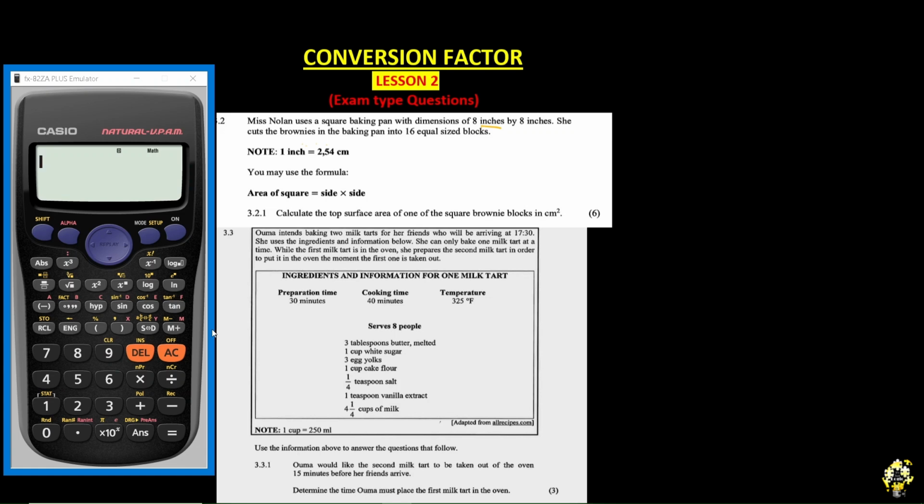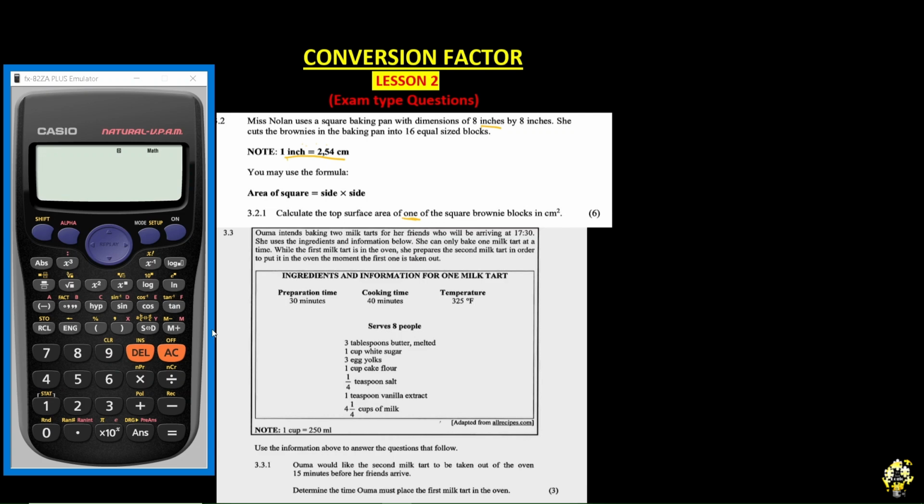Now they gave us the conversion factor, or the conversion rate, which says that 1 inch is equal to 2.54 centimeters. And they also tell us that we can use this formula, which says that area of a square is side multiplied by side. Calculate the top surface area of one, this is important, of one of the square brownie blocks in centimeters squared.